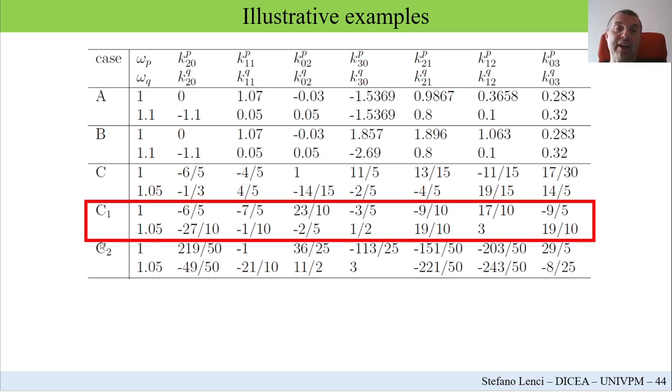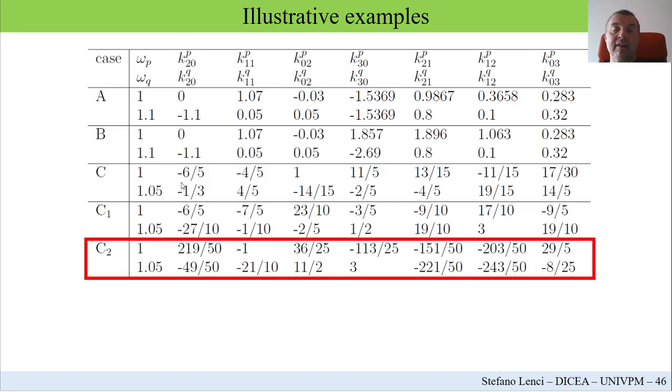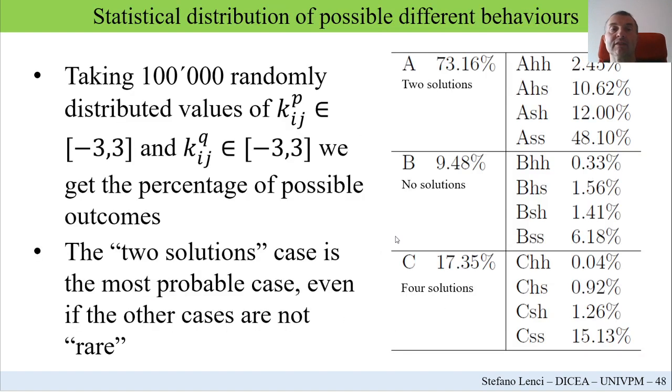Okay, two other cases where again you have 4 asymptotes. Here now the P branch is softening and the Q branch is hardening. So we name it the SH case. And again you see that the new path, the third branch, occurs. And the C2 case, again 4 asymptotes. Here both P and Q branches are softening. So we name it the softening case. And again, we have the new branch occurring around the one-to-one internal resonance.